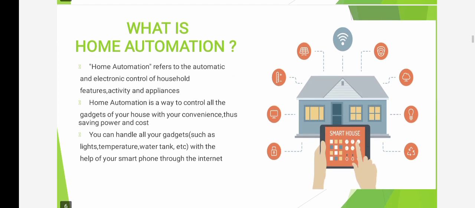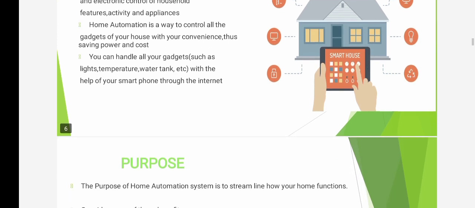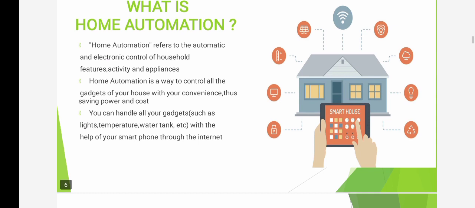Next, what is home automation? Home automation refers to the automatic and electronic control of household features, activity, and appliances. Home automation is a way to control all the gadgets of your house at your convenience, thus saving power and cost. You can handle all your gadgets such as lights, temperature, water tank, etc. with the help of your smartphone through the internet.